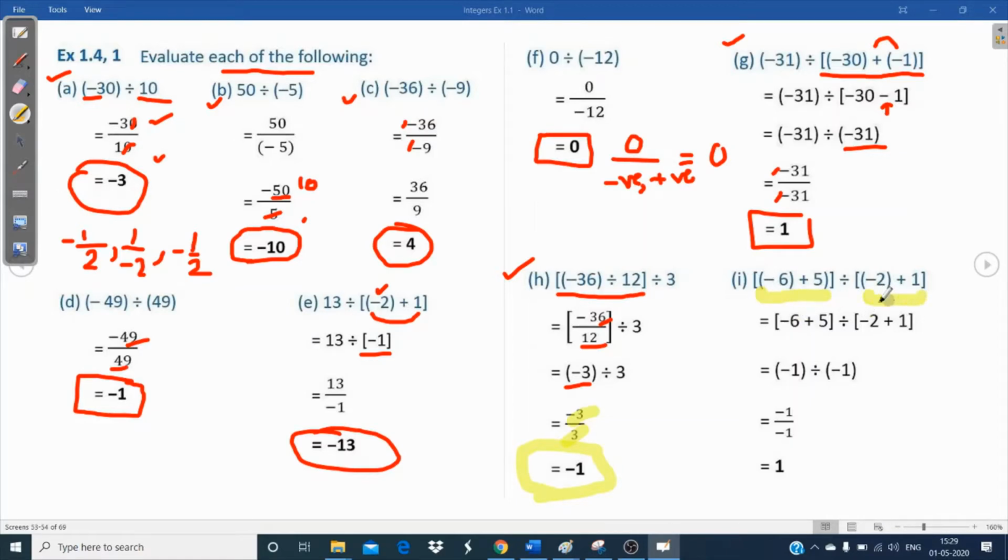Now here again, we have to solve the bracket first. So when you solve this bracket, minus 6 plus 5, minus 2 plus 1. Here minus plus minus, and the sign will be of the bigger number. So minus 1 divided by, again minus plus minus, after subtraction what are you getting? 1, and the sign will be of the bigger number. So minus 1. So minus 1 divided by minus 1, again the minus will cancel out, and what final answer will you get? You will get 1.